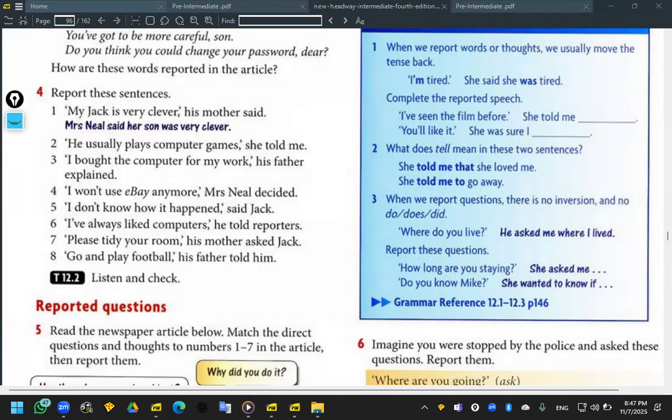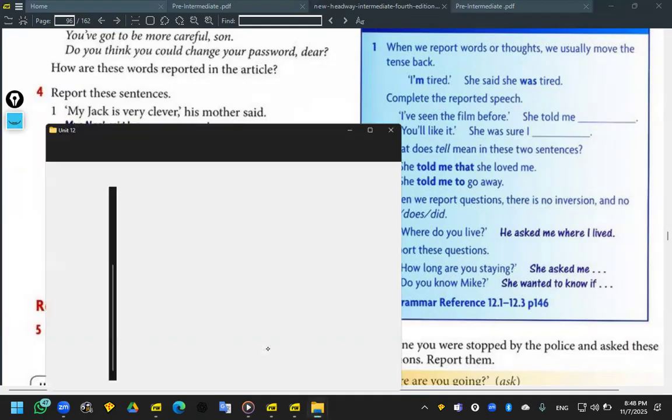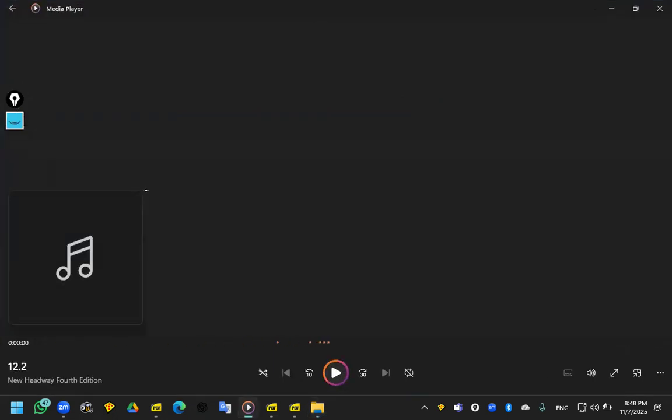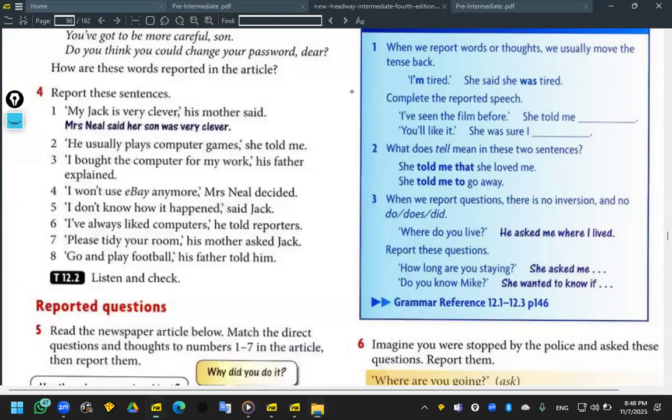This is 12.2, the second recording. Tape script 12.2. 1, Mrs. Neal said her son was very clever. 2, She told me he usually played computer games.